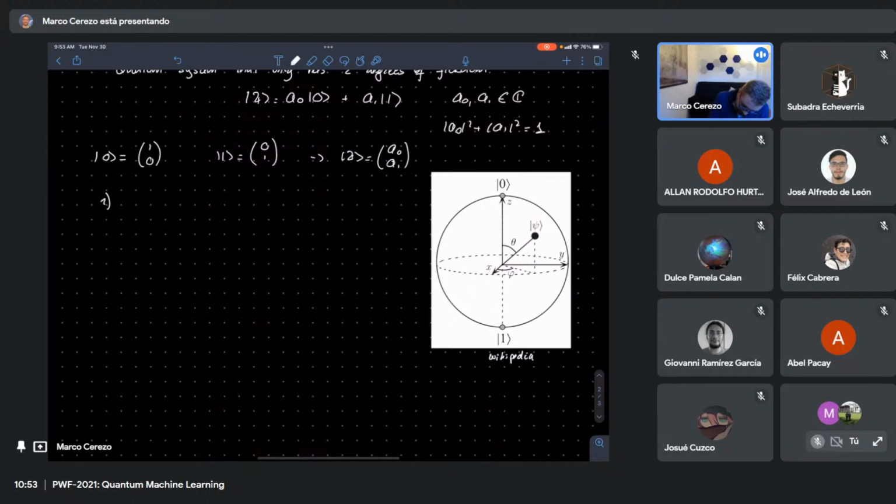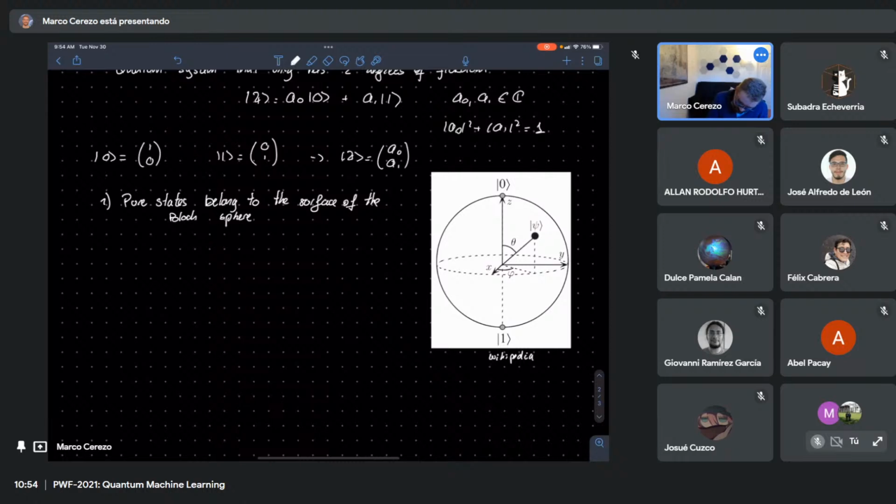One, pure states belong to the surface of the Bloch sphere.